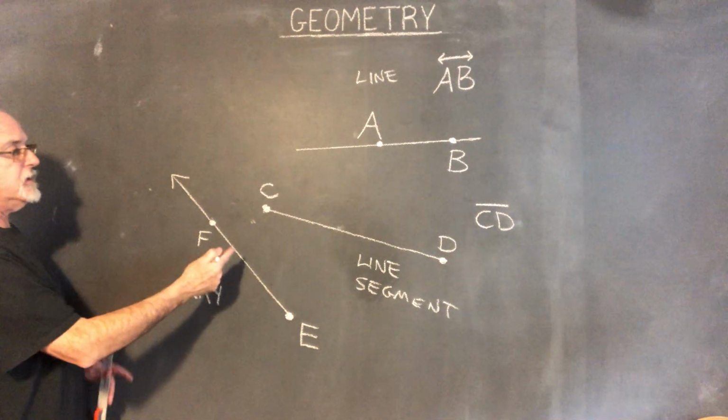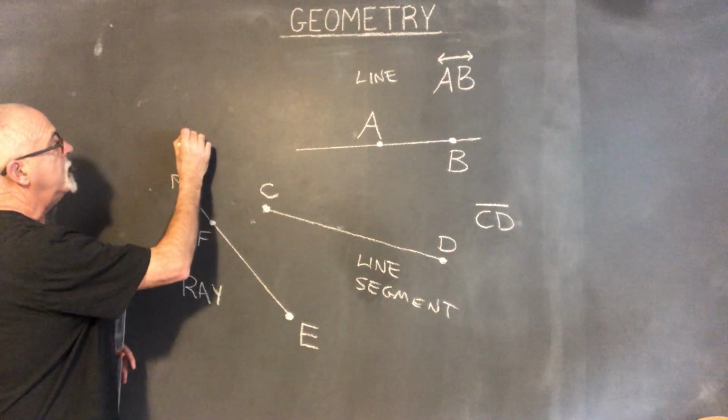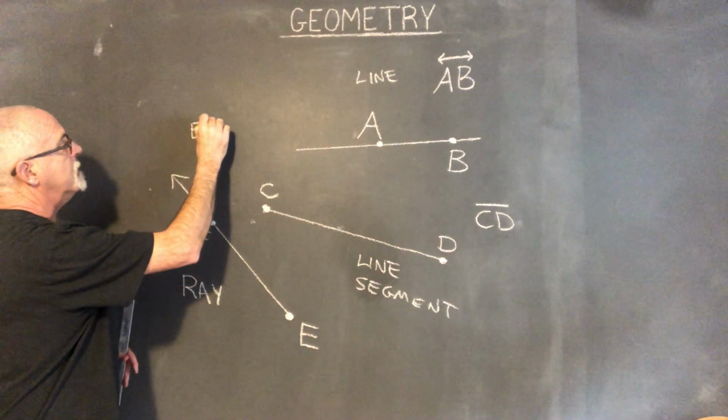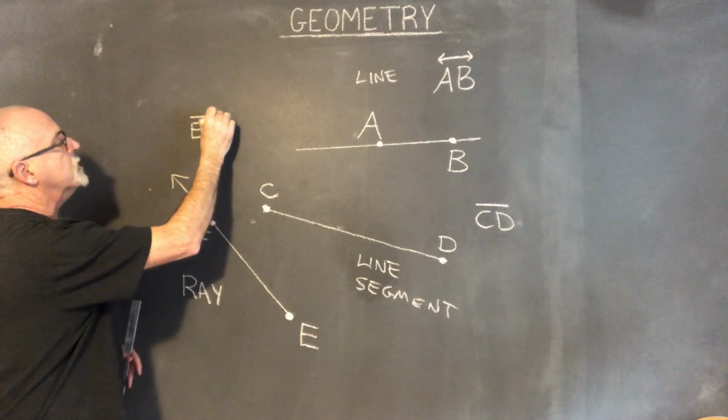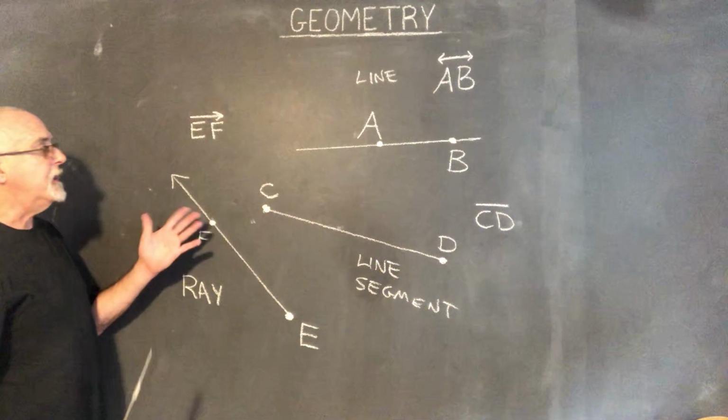And then we have some symbols that we use for that as well. We would refer to ray EF like this, with an arrow just on one end above the letters.